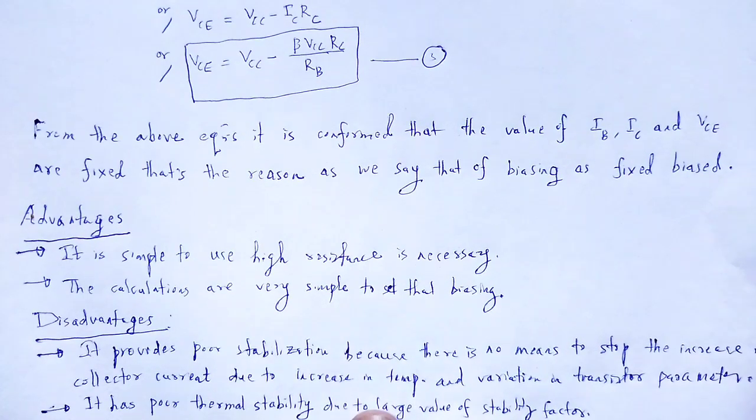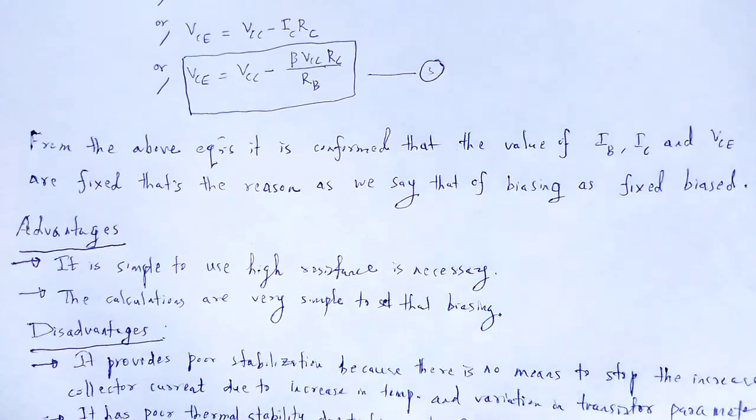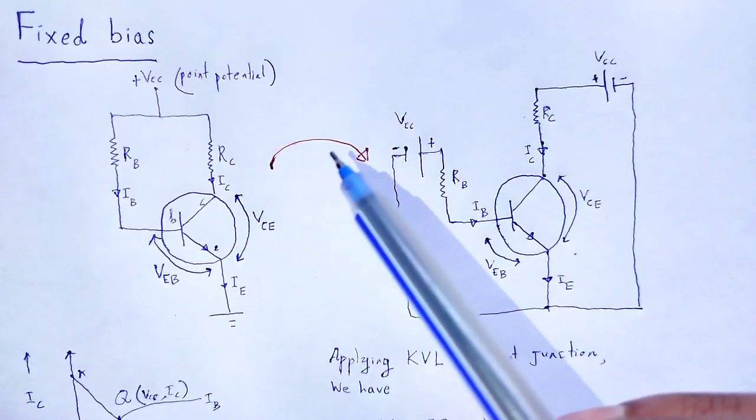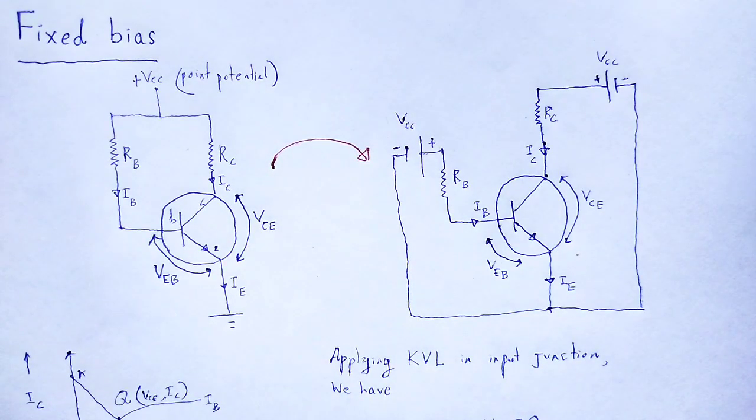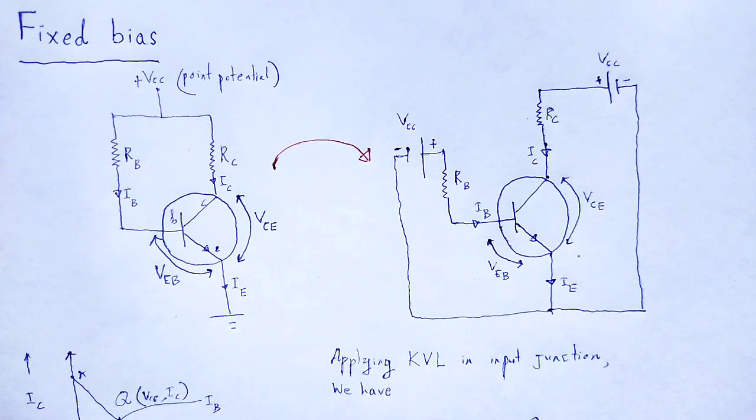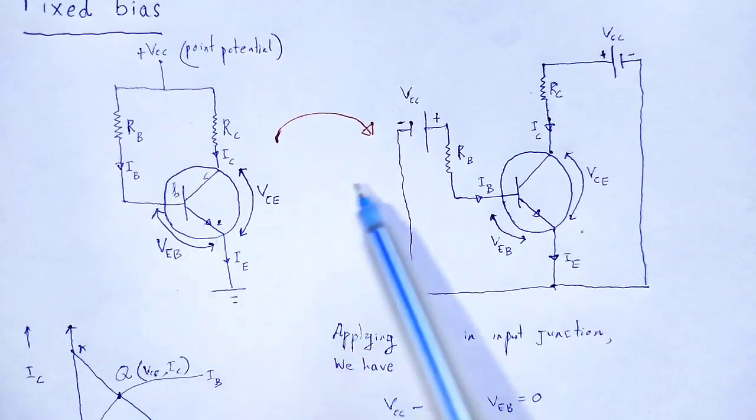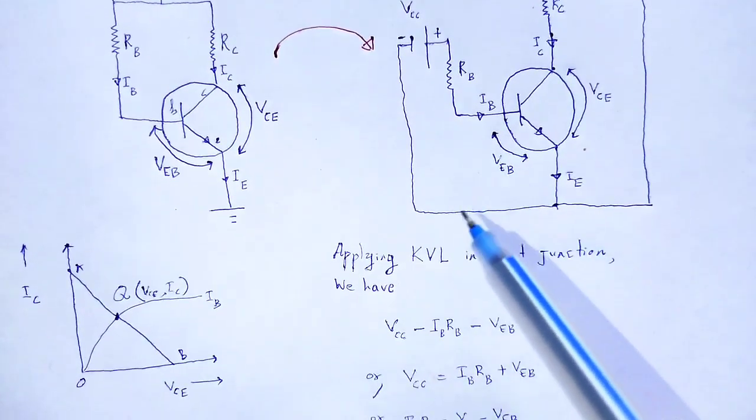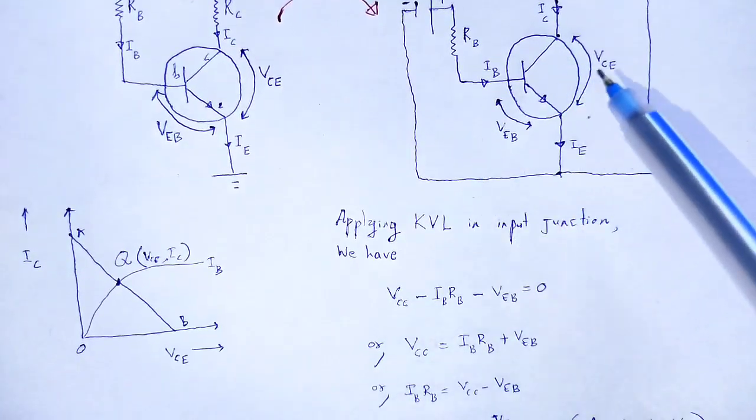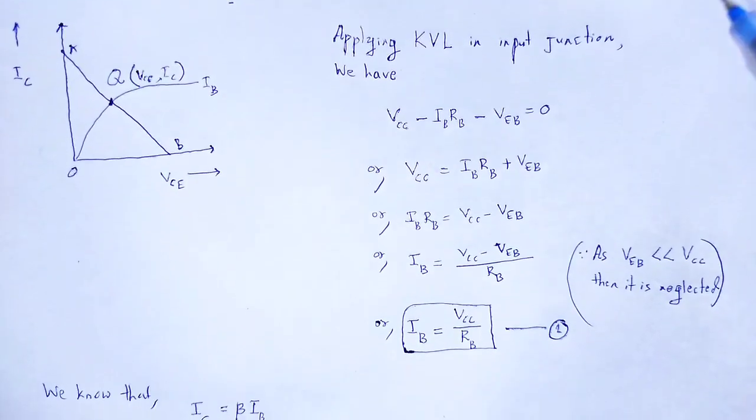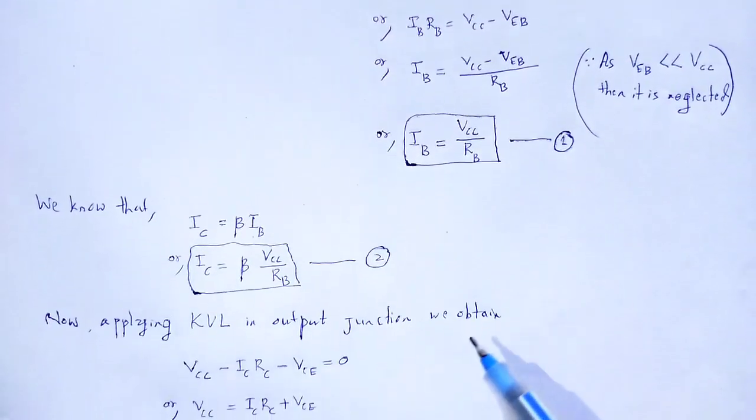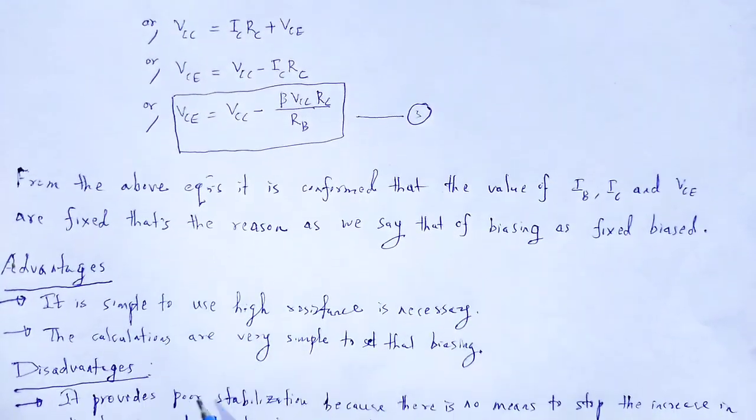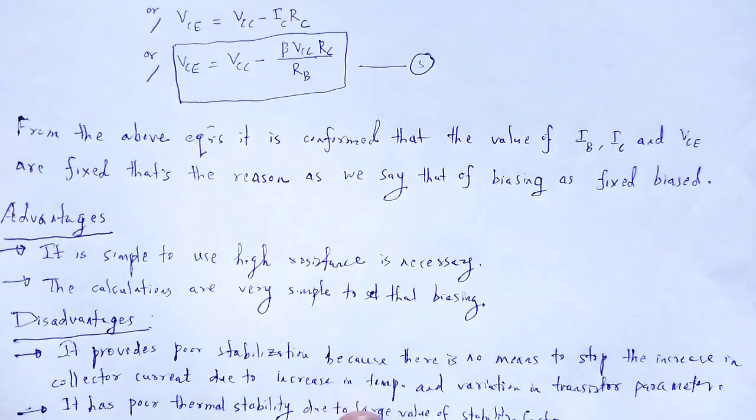With the help of this video lecture, we understand the concept of the fixed bias transistor method, that is, the circuit configuration, how we apply KVL to both the input as well as output junction, and its advantages as well as disadvantages.